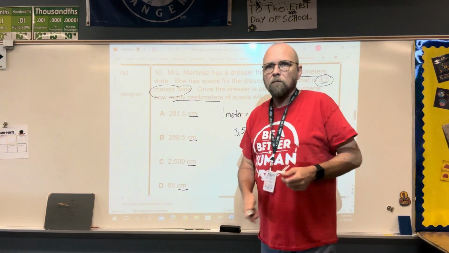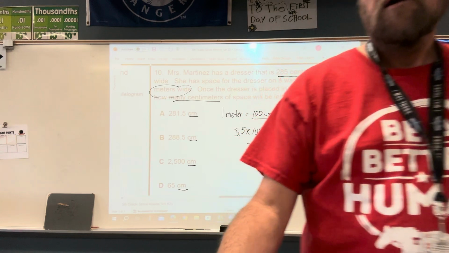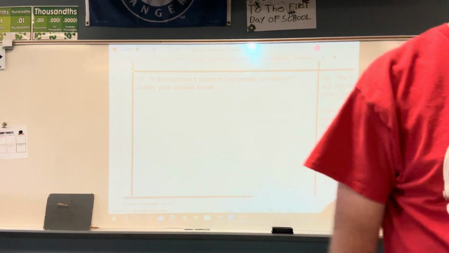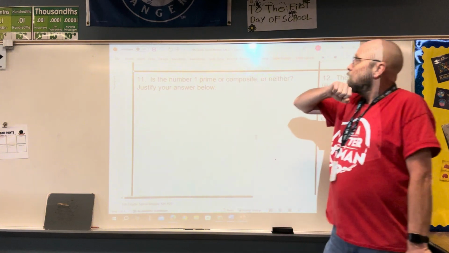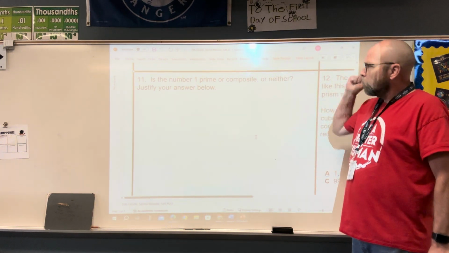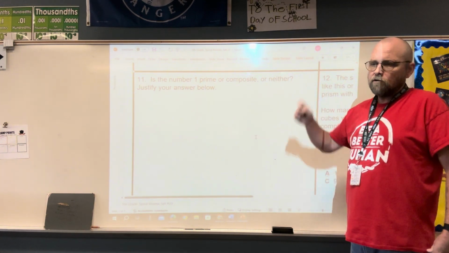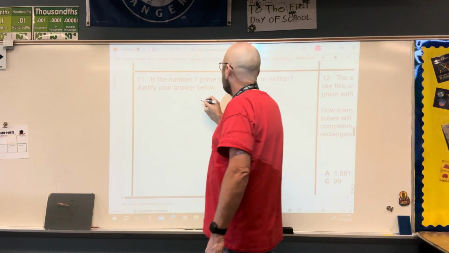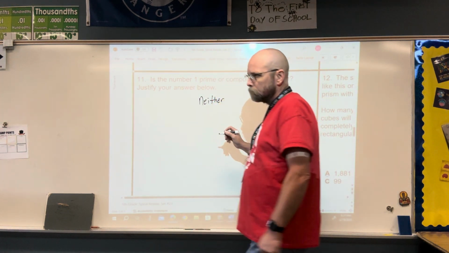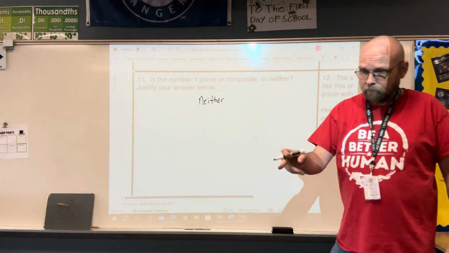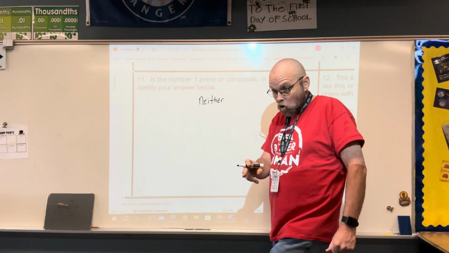How did you get 55? Aiden says, this is the easiest question ever. Is the number one prime or composite or neither? Neither. Justify your answer. It is neither. Tell me why. Because one only has one, what is it called? Factor. Good.